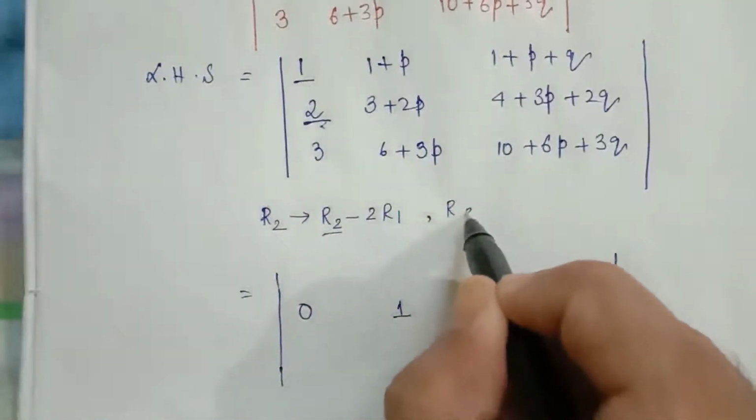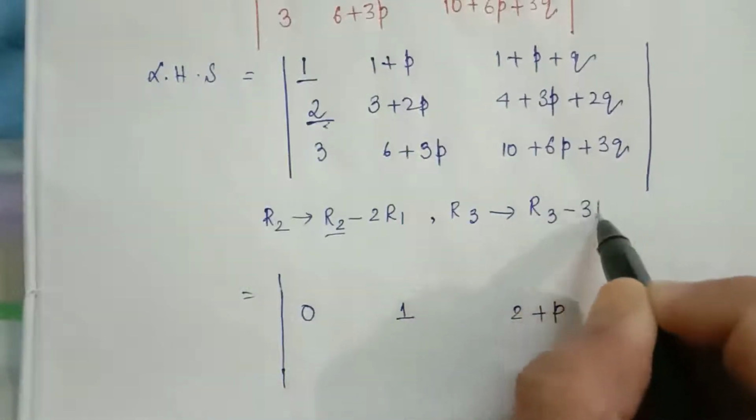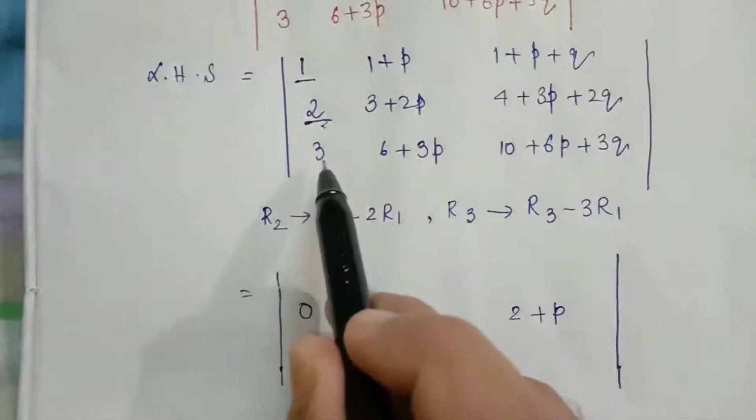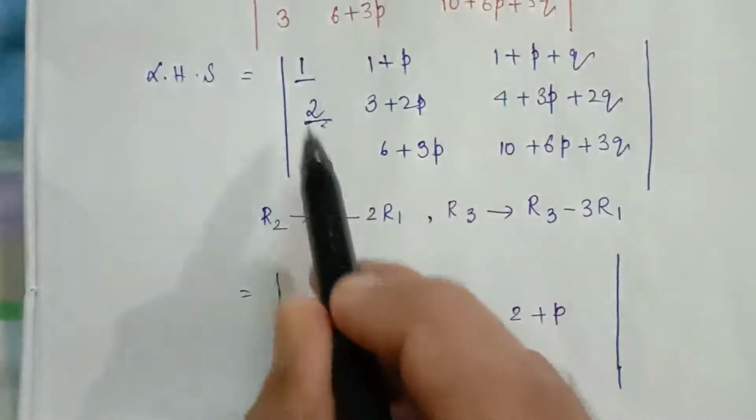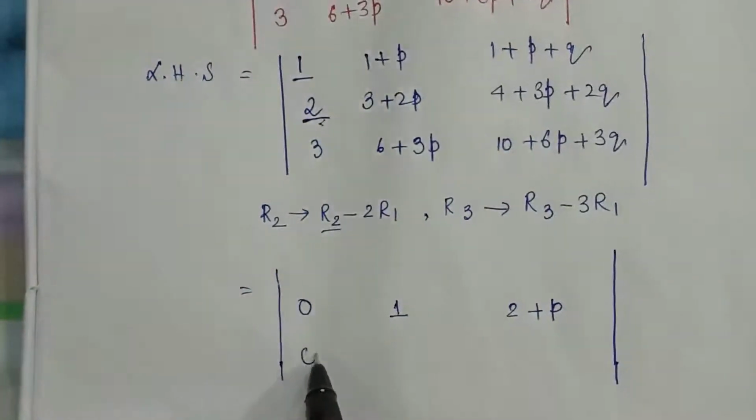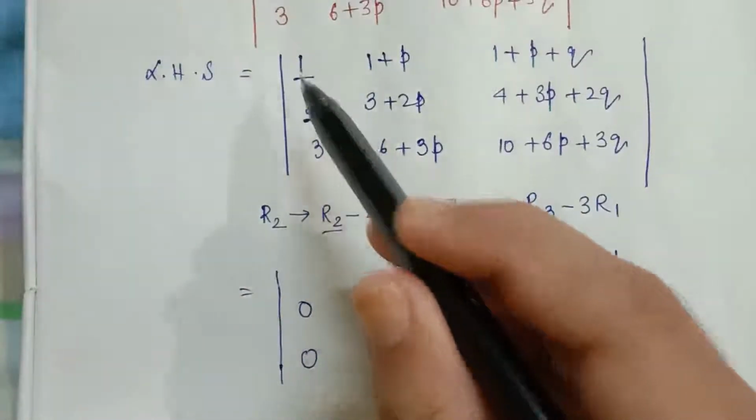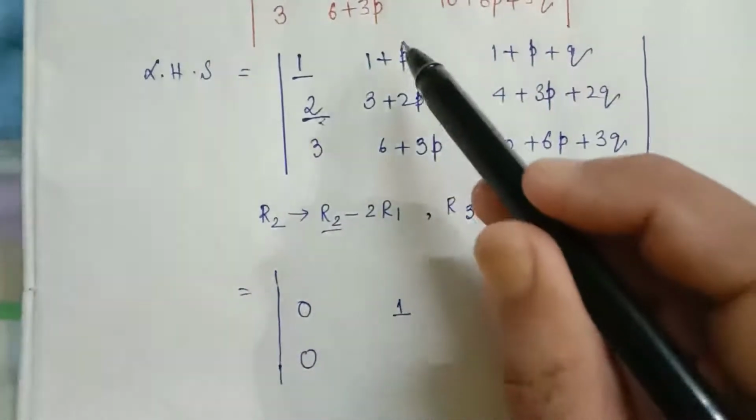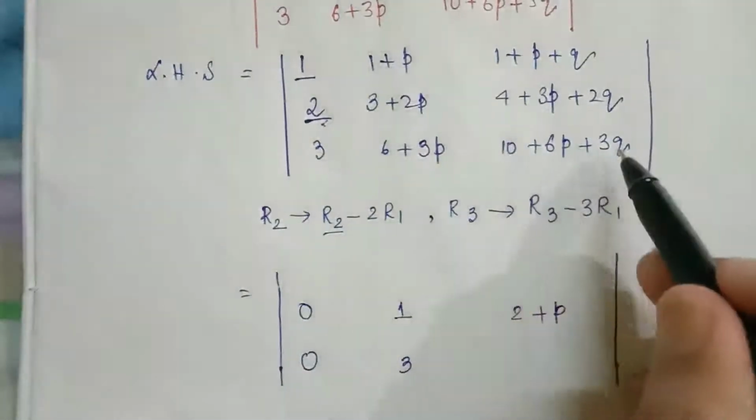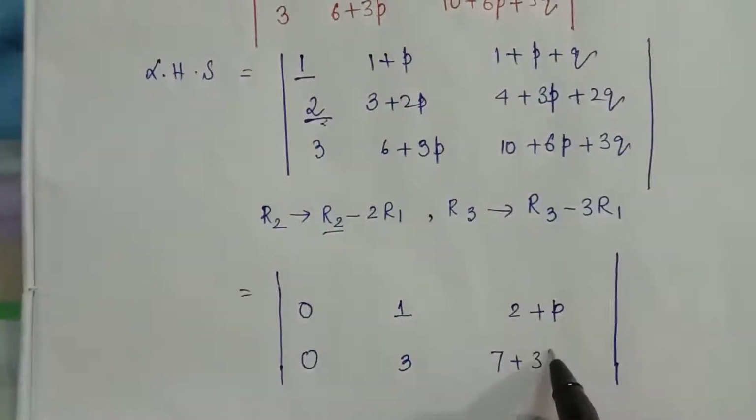So if we replace R3 by R3 minus 3 into R1, 3 minus 3 into 1, we will get another 0 here. You see, R3 minus 3 R1 will give us 0. This minus 3 into this will give us 0. This minus 3 into this will give us 3. And this minus 3 into this will give us 7 plus 3p.